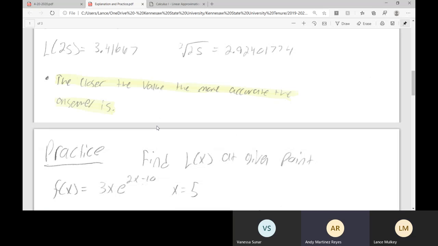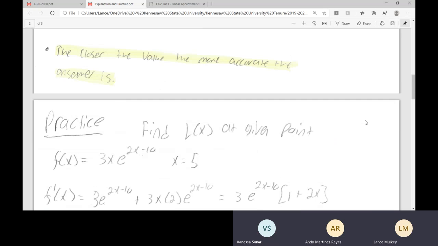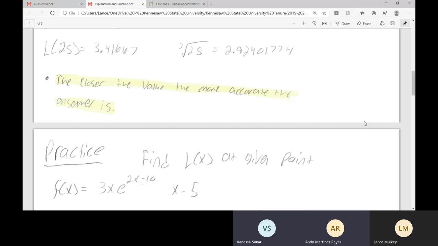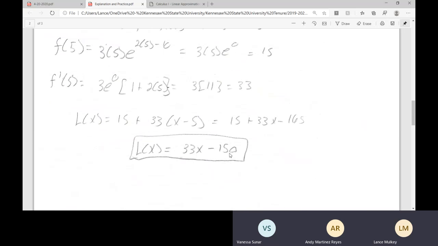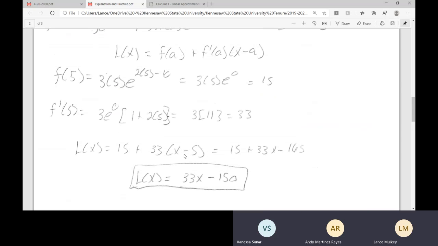I got 30x minus 145. 130. Close, but it's not right. 30x minus 135. You're close, really close. All right. 33x minus 150. You messed up your algebra somewhere.